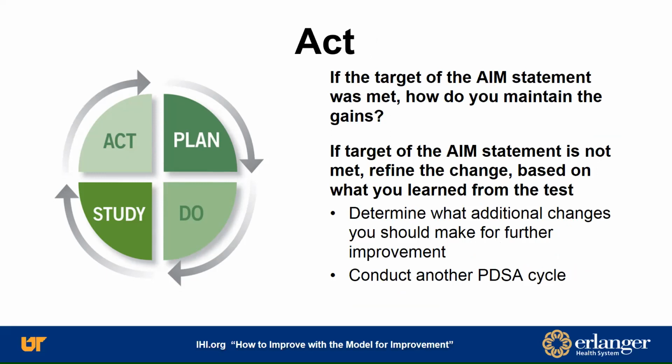And if you did, you want to think about, how do I sustain this, or how do I lock this in? So it may be at this point where you might want to put in some audits. You may have to write up a policy and put in some kind of control plan at this point. If you did not meet your aim statement, then you want to refine that change and think about other things. Go back to the drawing board, ask some other people involved, what do you think would be a good change? And then at that point, you can go ahead and conduct another PDSA cycle and just continue doing so.